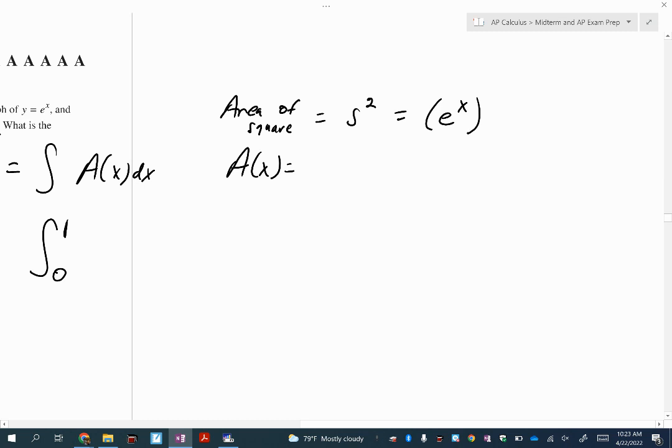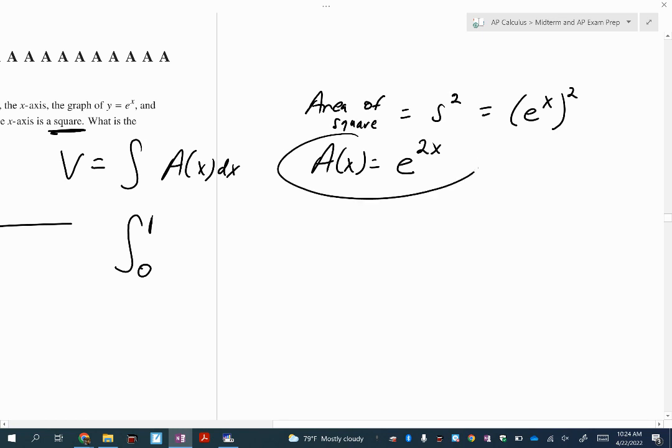And how do I find the area? I take that and do what with it? Nope, I square it. e to the power of x squared. What is e to the power of x squared? No. It's e to the 2x power. Do you remember from your days in algebra, when you do a power to a power, what do you do? You multiply them together. And x times 2 is 2x. So now you're going to put this in. This is going to replace here. So I have e to the power of 2x times dx. If I find that, that will be my volume.